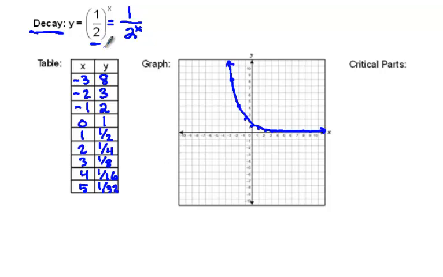The thing that causes the decay is the base being between 0 and 1. And the thing that causes the growth is whenever it's greater than 1. This one still has that asymptote, but that 1 up top is still never going to turn into 0. So you still have an asymptote at y equals 0.